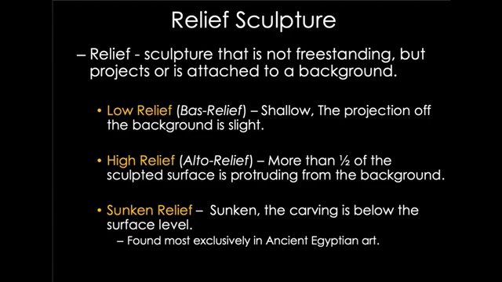The third is the less known, less used relief. It's called a sunken relief, and it's where you are actually digging into the background, so it's below the level of the surrounding surface. Now, it's found almost exclusively in ancient Egyptian art, although it has been used in some very beautiful small-scale ivory reliefs from India. But primarily, it's a type of relief that's only found in ancient Egyptian art.